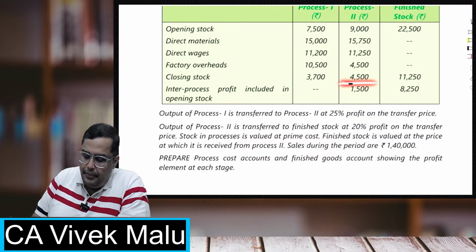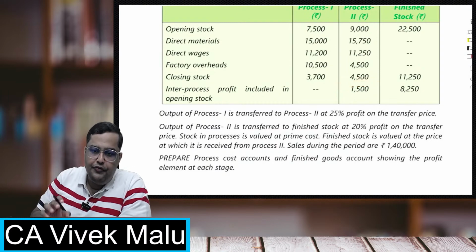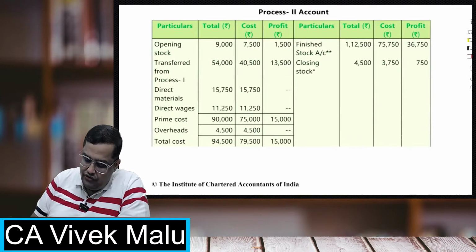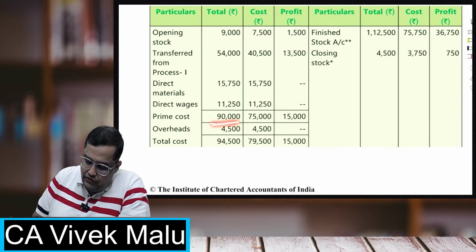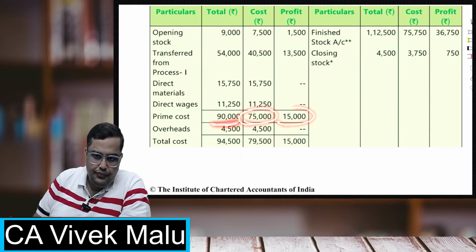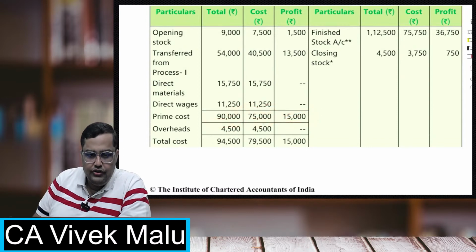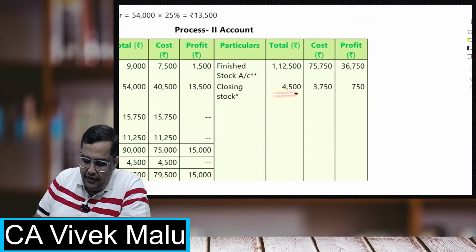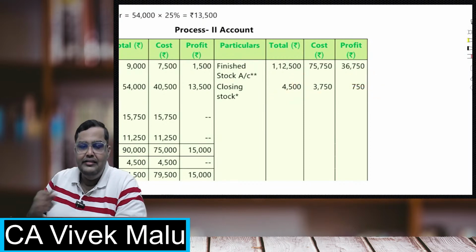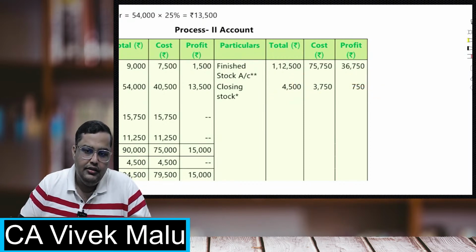I know that the selling price is 4,500. I want the profit from this figure. So what I do is check the solution. The prime cost was 90,000, out of which the cost is 75,000 and the profit is 15,000. So it means that of the prime cost, 1/6 is the profit and the remaining 5/6 is the cost. Similarly, for 4,500, 1/6, that is 750, will be the profit and the remaining amount will be the cost. This is how you have to solve that.